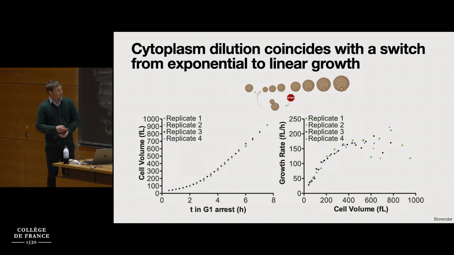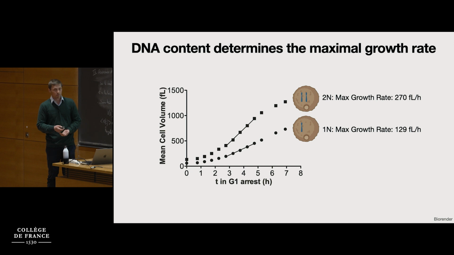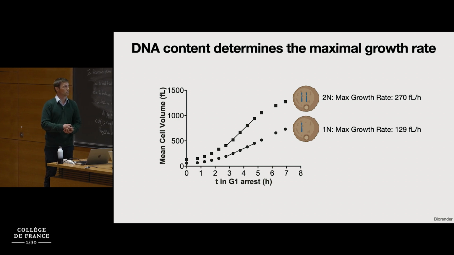Now when we compare these types of growth curves between haploid and diploid cells, we can actually see that diploid cells will also reach a linear growth, but the linear growth is twice as fast as the linear growth in haploid cells. But at the time when cells switched to linear growth, they were already growing twice as fast, and they're also twice as big. So we thought that maybe this initial size, when this switch happens, is defining how quickly you continue to grow.